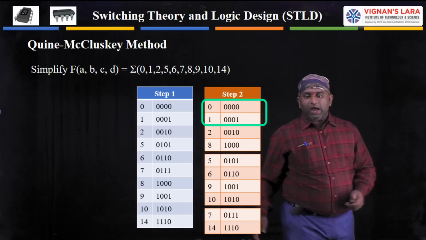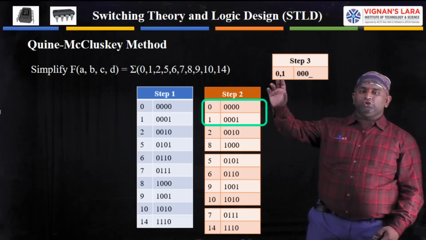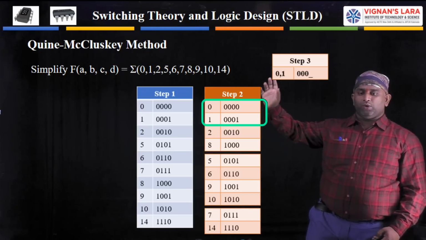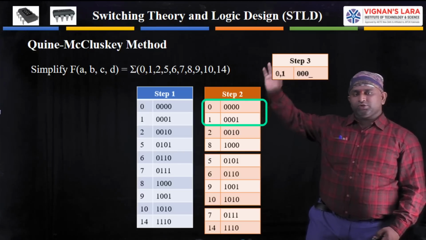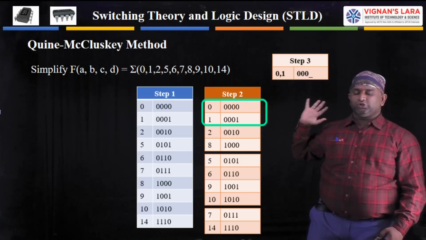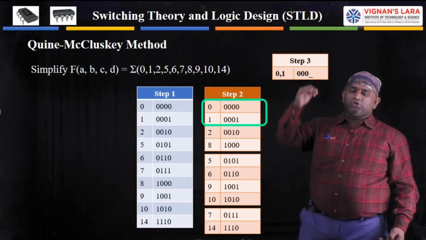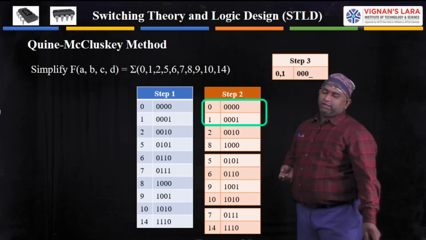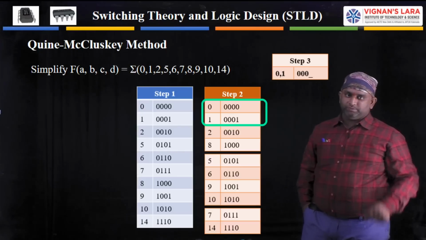From these two, I am writing. See here, 0, 1, that is step 3. So step 3 I am writing. From 0 and 1, the first 3 bits are the same. In 0 the first 3 bits are zeros, and in 1 the first 3 bits are zeros. And the last bit is differing from 0 to 1. For that reason, in that place I have written a dash.